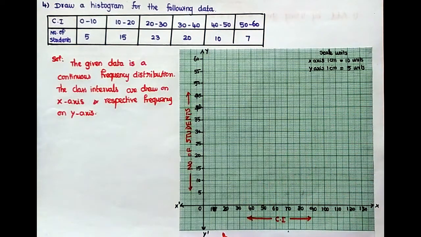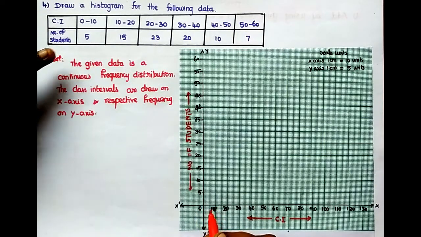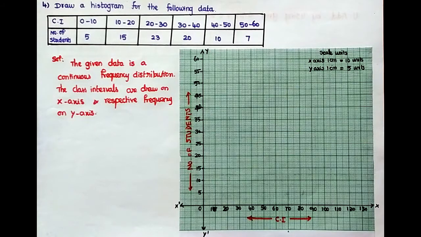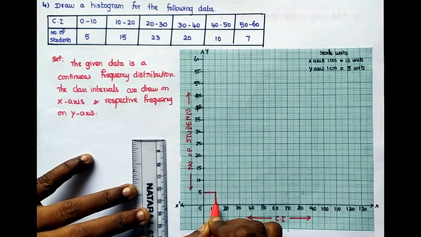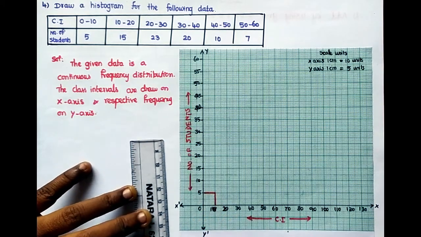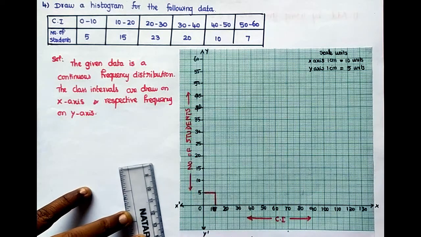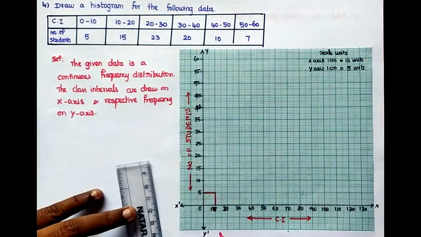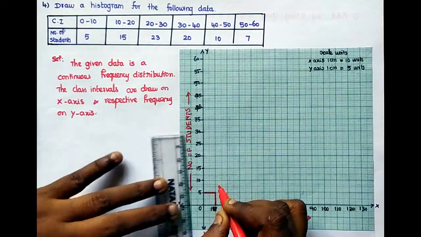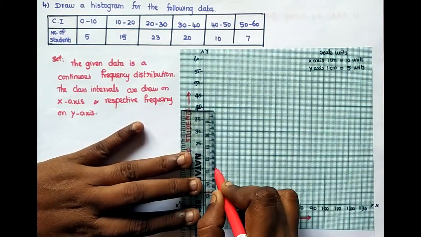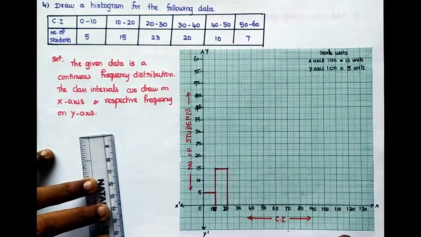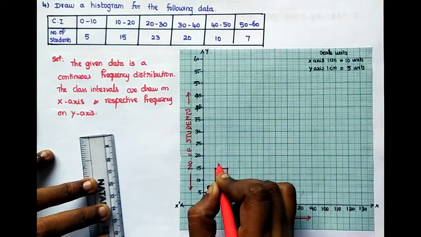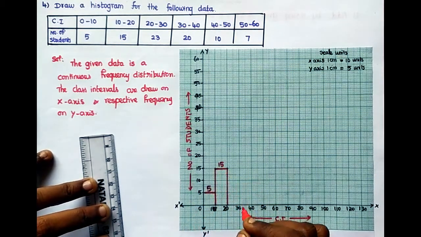Listen, now draw the histogram. 0 to 10, how much? 5. So draw the rectangle, 0 to 10, 5. Next, 10 to 20, 15. Draw the rectangle for that. 10 to 20, 15. That is 5, and here 15. Next one, 23.